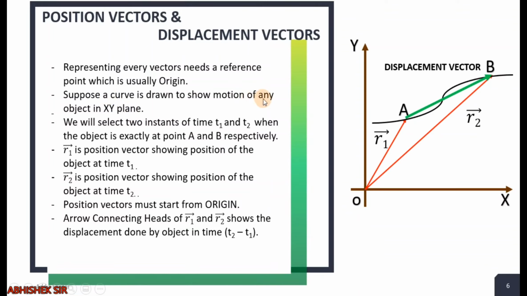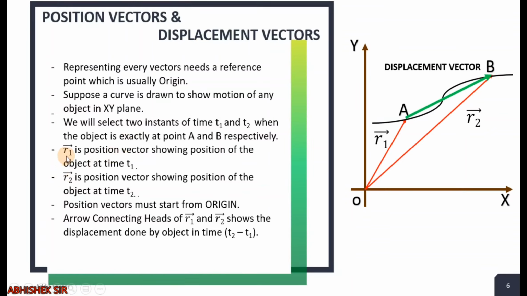Suppose a curve is drawn to show motion of any object in xy plane. So let us assume that this black curved line is representing that the object was in motion from here to here. Clear? Now we will select two instants of time t1 and t2 when the object is exactly at point A and B respectively. So this is simply like at time t1 the object was at point A and then it happened to go by this direction, and at time t2 the object was at point B.